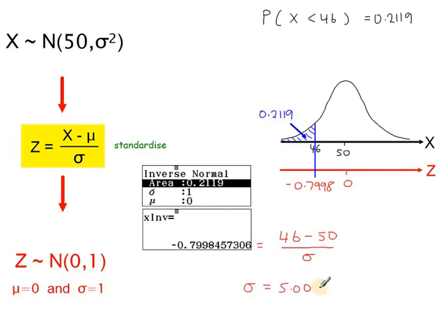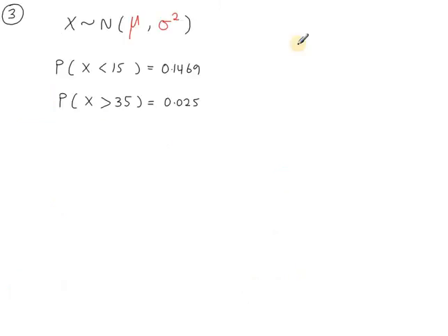So our standard deviation is 5.00 to 3 significant figures. Example 3. This time both the mean and the standard deviation and variance are unknown, but we're given two probabilities. So we set up two standardizing equations and solve them both simultaneously at the end to work out our two unknowns. Two equations, two unknowns, simultaneous equations.